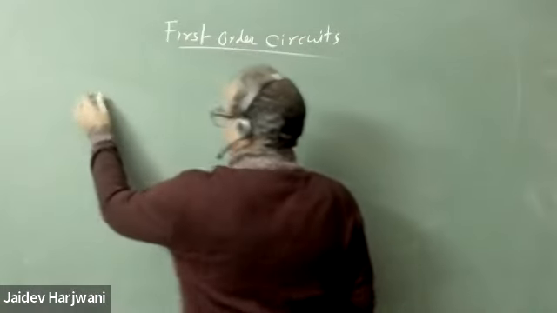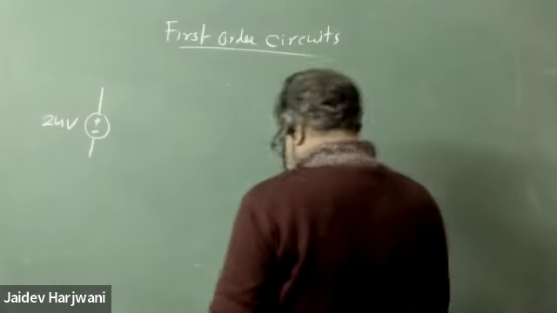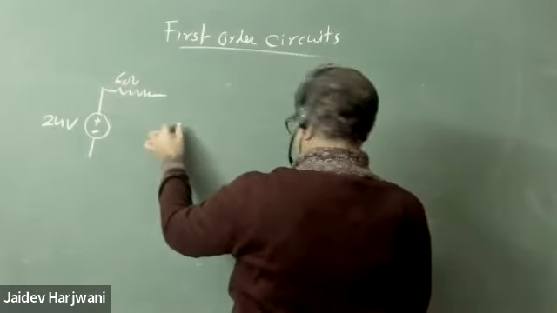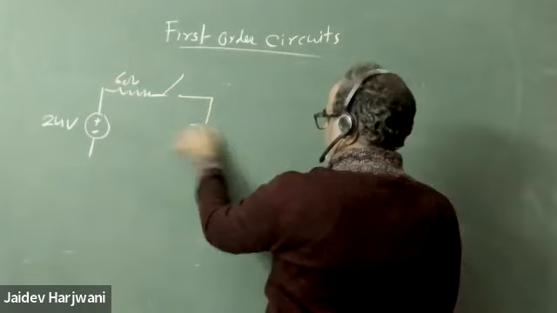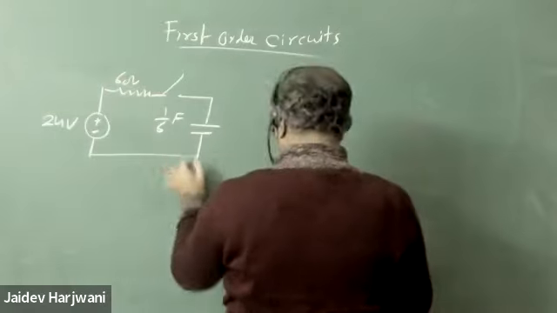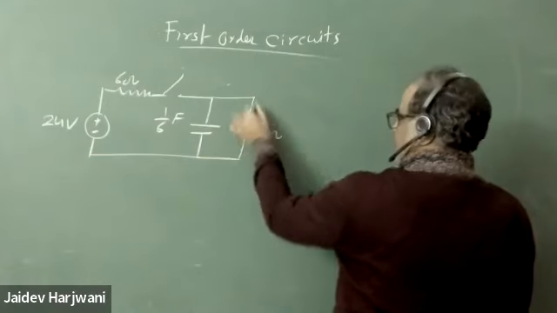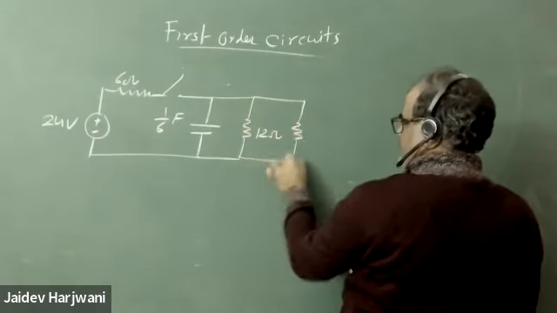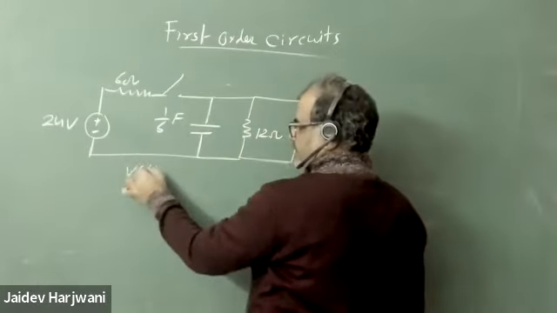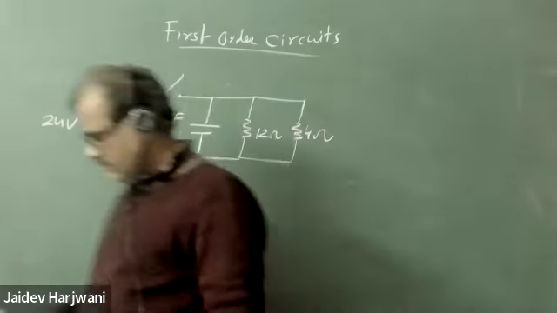So I'm giving you a source of plus minus 24 volt. Okay, and then you have 6 ohm. Okay, this is open, this is your 1/6 farad. Okay, then you have 12 ohm, and then this is a 4 ohm resistance. Okay, you need to calculate V(t) at later time, t greater than 0. Please calculate.